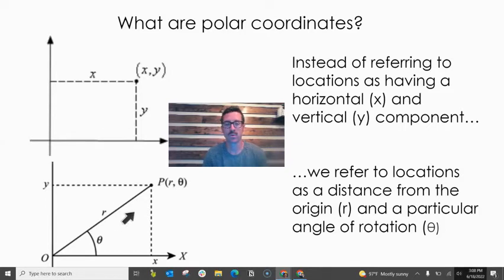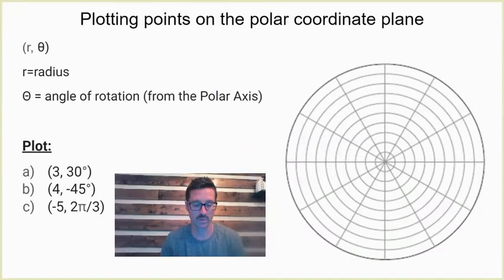But now we're looking at the polar plane. And here we don't refer to our locations as a horizontal and vertical component like we did. We refer to them by a distance from the origin, which we'll call r, think of it like a radius, and then a particular angle of rotation, theta. So if I have an angle, and then how far that point is away from the origin, we can describe our points that way. And so we have three example problems for plotting points on the coordinate plane.